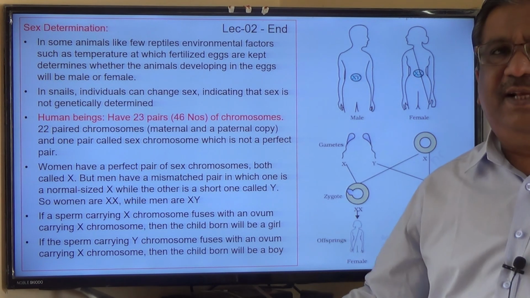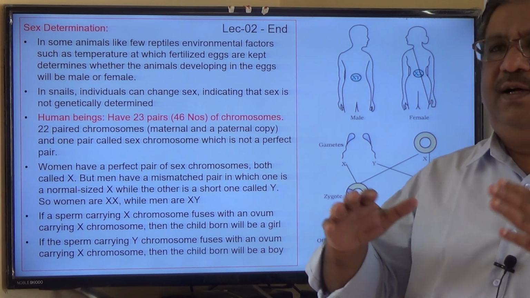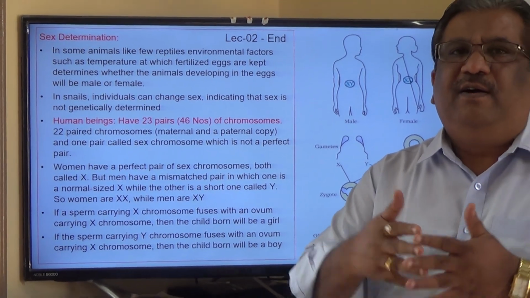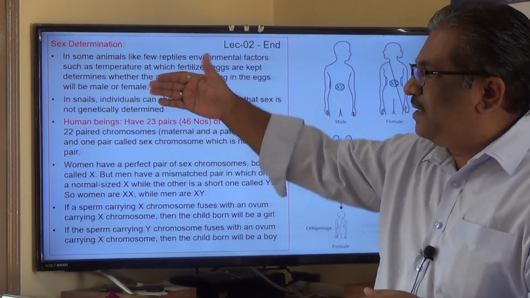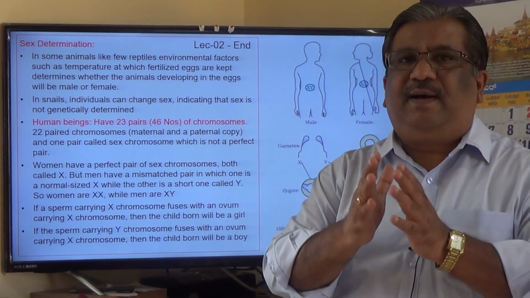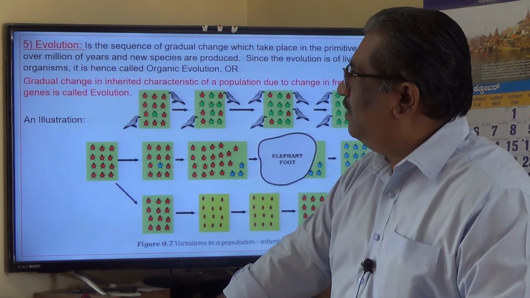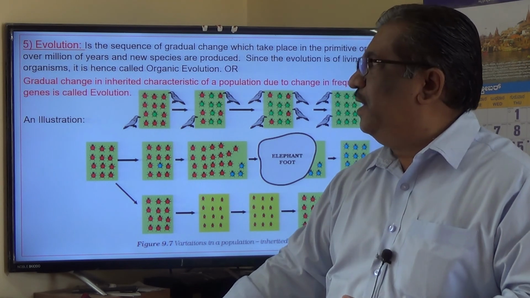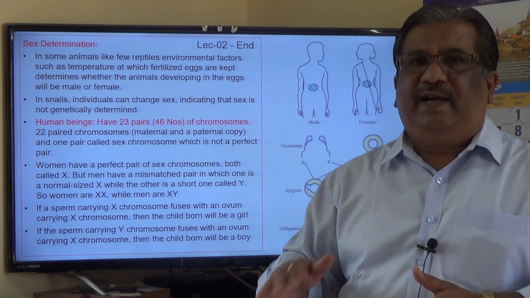Here, this chapter is complete in all respects up to the portion that has been modified for the current year. That means according to your revised syllabus, up to sex determination is the syllabus that is included. After this one, let me check what it is. Evolution starts hereafter. But evolution is not there. It is deleted from your portions, and hence this is the end of the chapter.